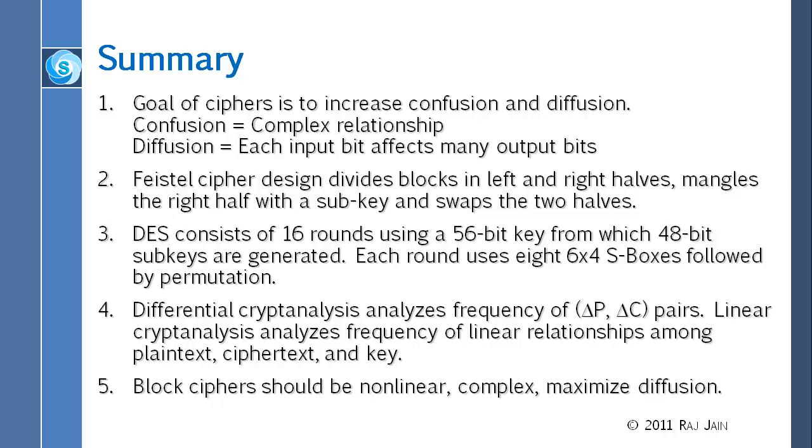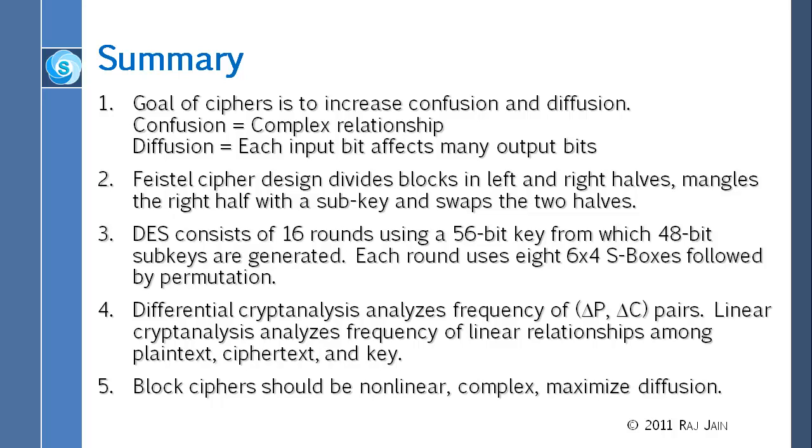DES has 16 rounds, it takes 64-bit blocks, it takes 56-bit keys, things like that. Its S boxes take 6 bits and put out 4 bits. Those are the overall things that anybody should be able to remember, and there are 8 S boxes, things like that you should remember, but not the actual tables. Those you don't have to worry about. Alright, so it uses 16 rounds using a 56-bit key, from which 48-bit subkeys are generated, and each round uses 6x4 S boxes followed by permutation.